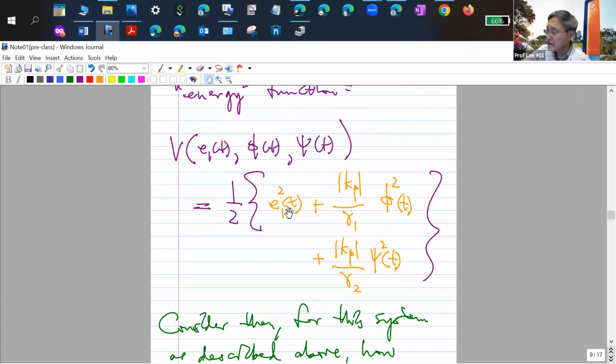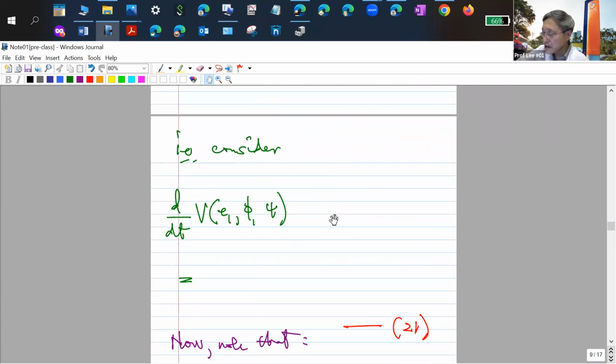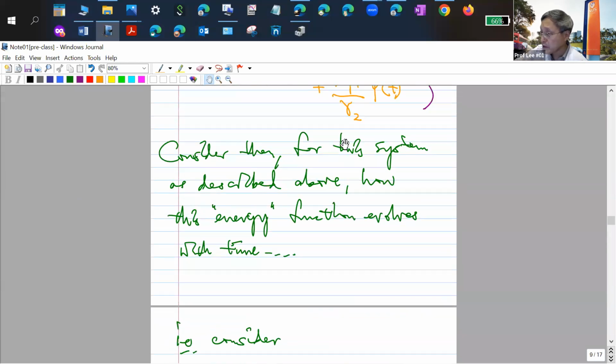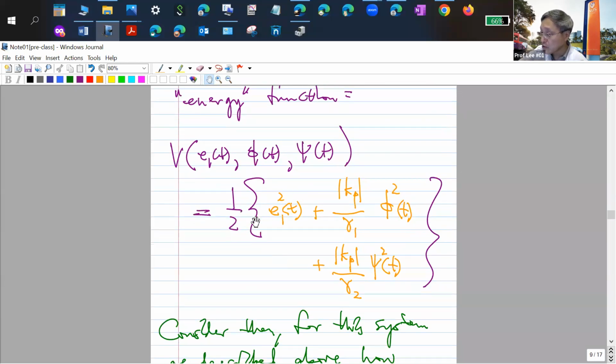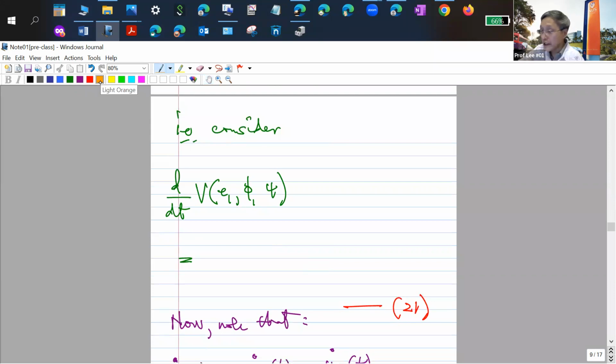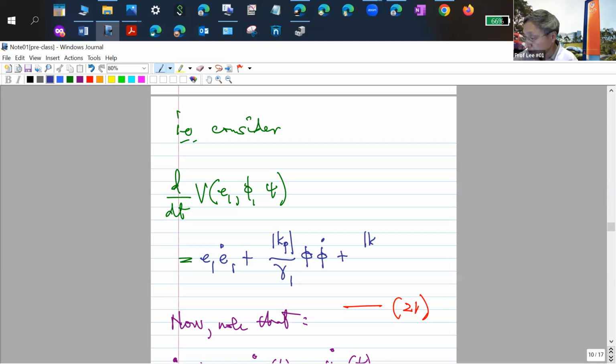It's quite straightforward, basically. This is E1 squared, you differentiate this. This is P squared, you differentiate this. This is C squared, you differentiate this. Remember, we have put half down here, so you differentiate this, it is 2E1 dot. You differentiate this, it is 2 P dot, 2 C dot. So we put it down there. And then if we differentiate this down here and write it out, the half and the 2 cancel. So this will become E1 dot, plus magnitude of Kp over gamma 1 P dot, plus magnitude of Kp over gamma 2 C dot. So you can check this. That's quite straightforward.